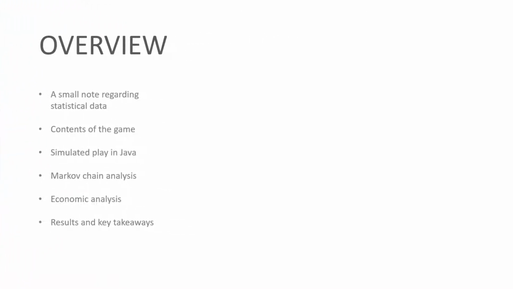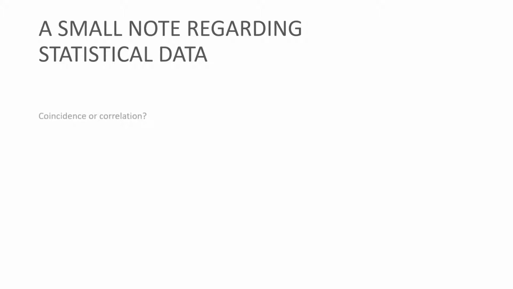So, let us start by briefly talking about statistical data, and a distinction that I want to highlight is the one between coincidence and correlation. All the results presented in this video will be based on long-term probabilities. That means that all of the probabilities are derived as averages from very large data sets.